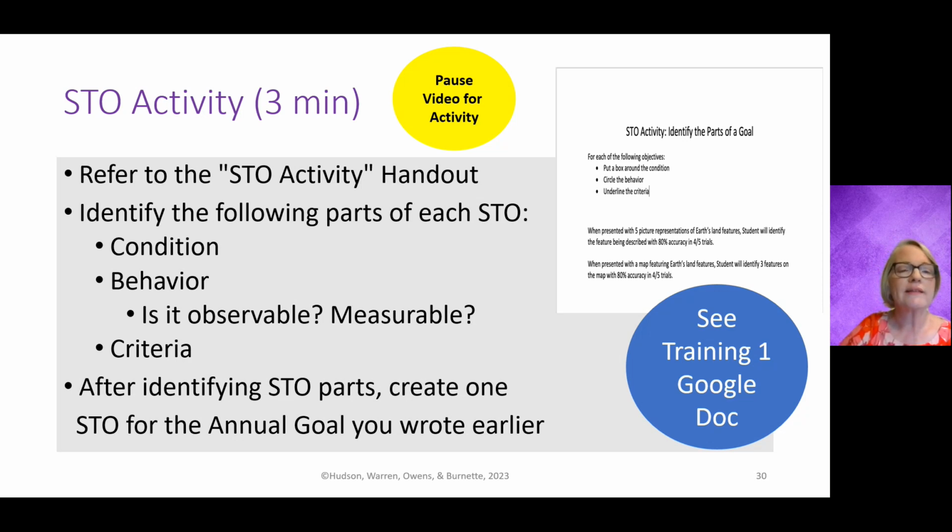And then after identifying the STO parts, we want you to write one short-term objective for the annual goal that you wrote earlier in the activity just before this one. You're going to use both that annual goal and this STO in an activity at the end of this session. Facilitators, please pause the video for participants to complete this activity.